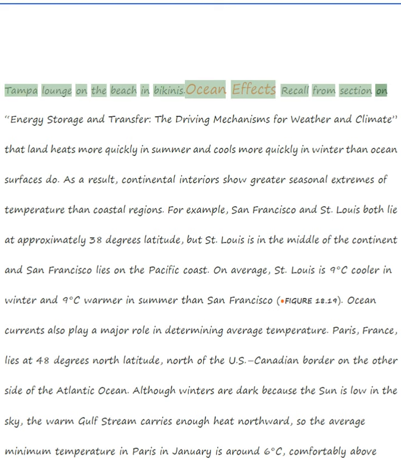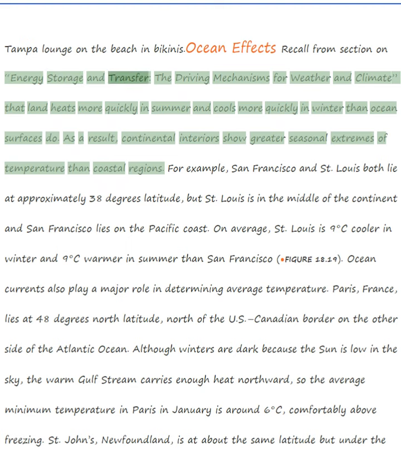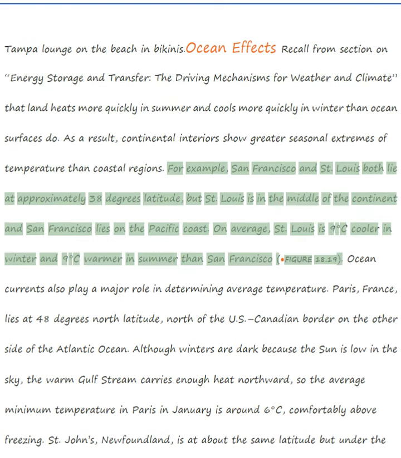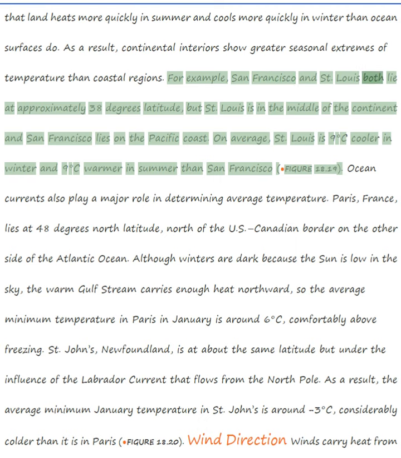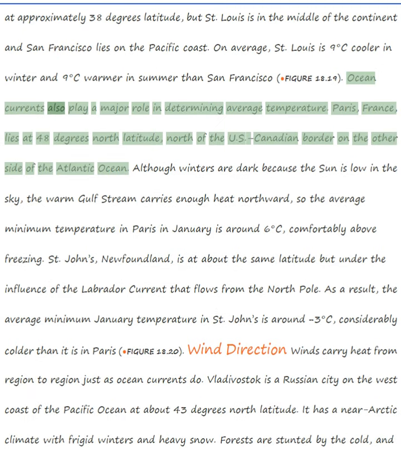Ocean effects. Recall from the section on energy storage and transfer, the driving mechanisms for weather and climate, that land heats more quickly in summer and cools more quickly in winter than ocean surfaces do. As a result, continental interiors show greater seasonal extremes of temperature than coastal regions. For example, San Francisco and St. Louis both lie at approximately 38 degrees latitude, but St. Louis is in the middle of the continent and San Francisco lies on the Pacific coast. On average, St. Louis is 9 degrees Celsius cooler in winter and 9 degrees Celsius warmer in summer than San Francisco.